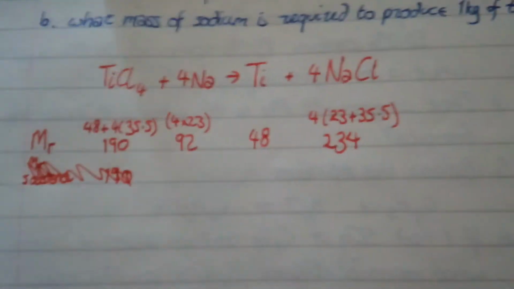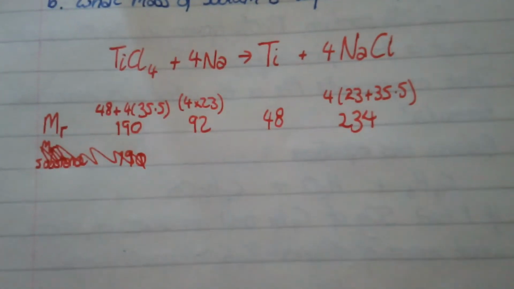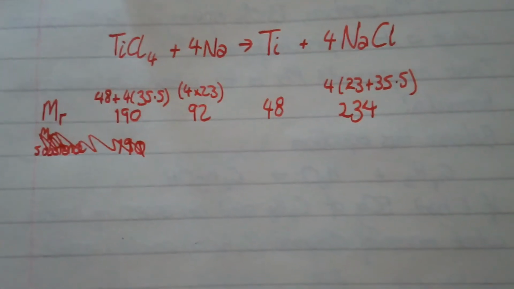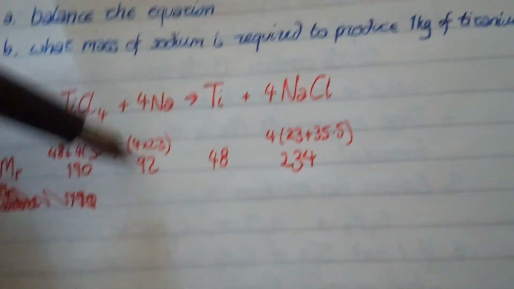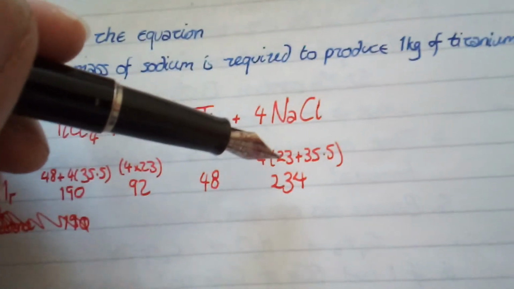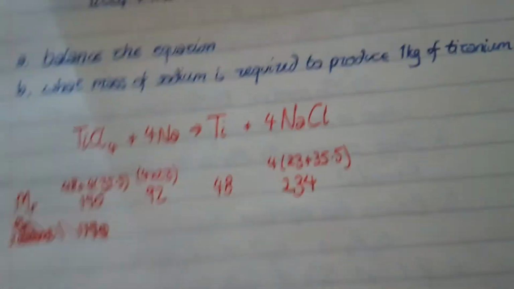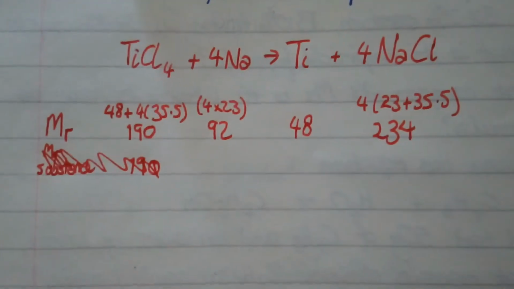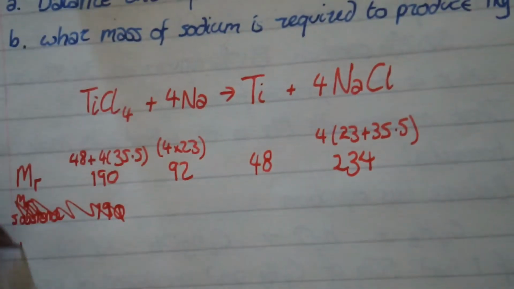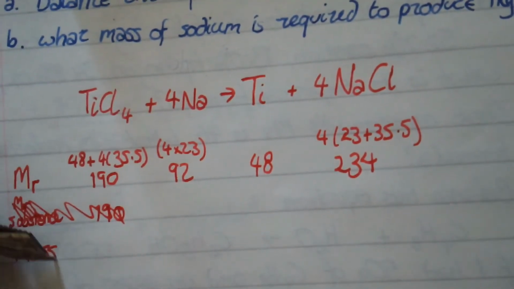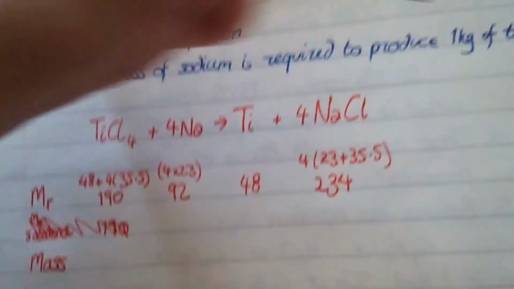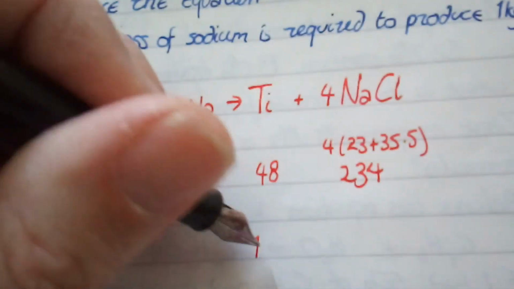Okay, so I've already done that. That's the MR of the substance, because I've already times my 23 and my 58.5 by 4. Okay, so next thing to do is, what do we know? What masses do we know? Well, all we know is we need 1 kilogram of titanium.